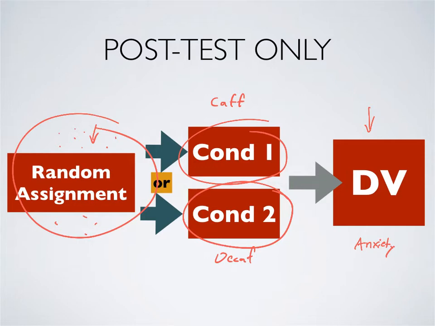So I would place some people into the caffeine group, some people into the decaf group, not the same people, different people, then measure their anxiety, and then compare group 1 to 2 after, right? Based on their anxiety scores. This would be post-test only. They participate in the conditions and they get a measure of anxiety afterwards, or whatever your DV is.